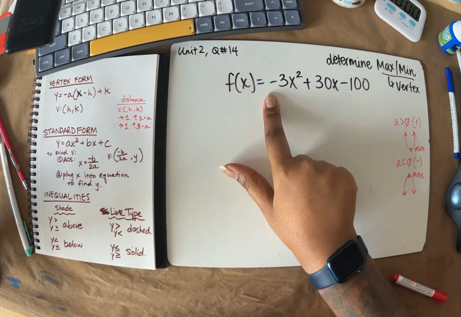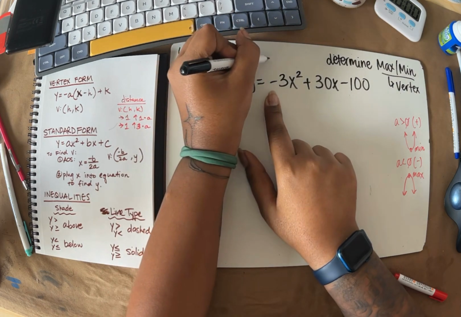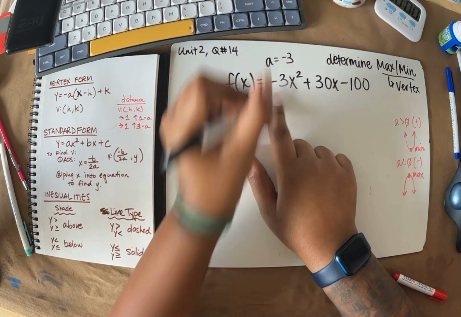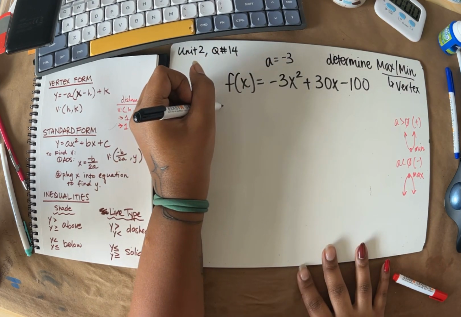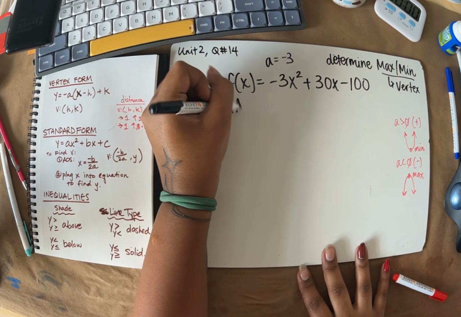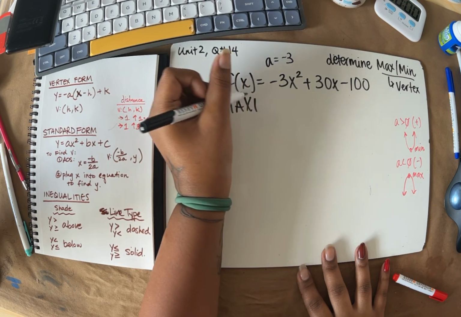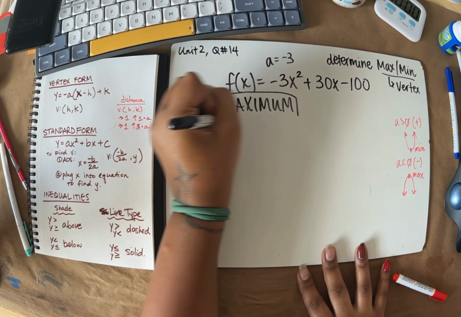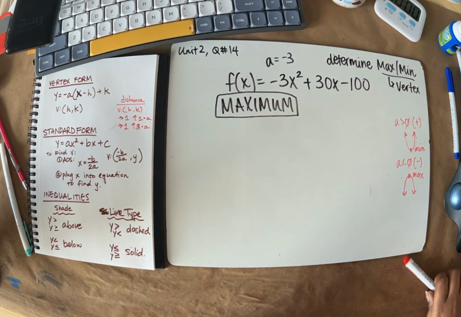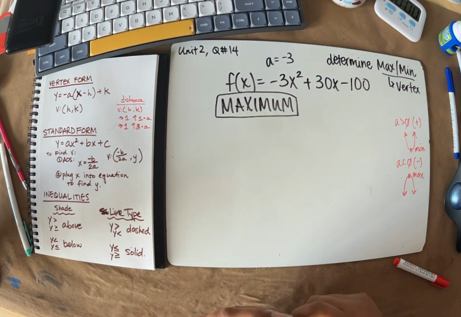So if we look here, our a value is equal to -3, which means that we have a maximum point. We have a maximum point because our a value is less than 0. So that's one part of the question that's asked. And the second part is, what is our maximum or minimum point, which is our vertex. So we have to find our vertex.